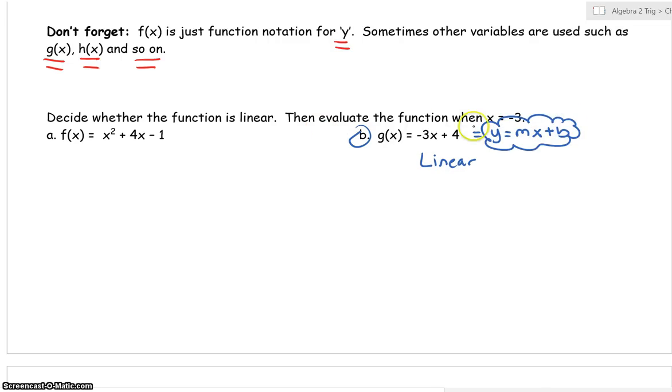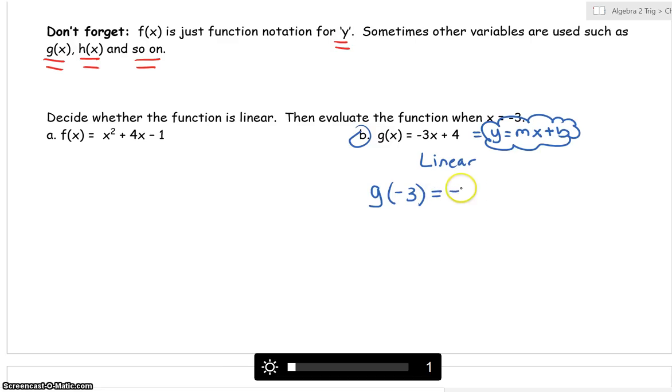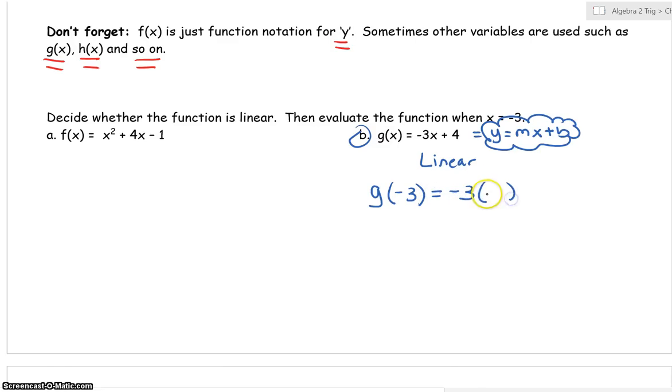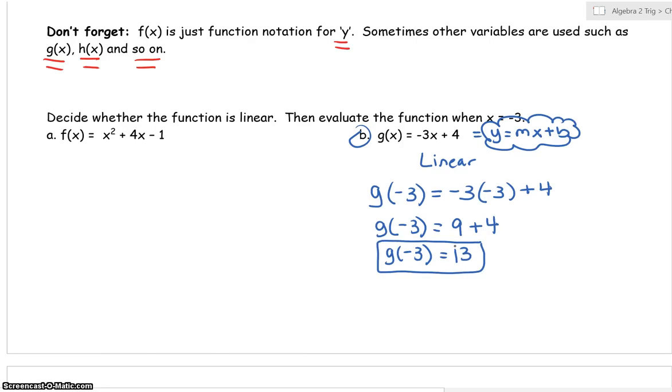And it says then evaluate the function when x equals -3. Well, we can write x is -3, so I'm going to replace the x with -3, and we end up with -3 times, go ahead and replace it again, with -3 plus 4. Notice I don't do anything to the g of -3, I just keep rewriting it, and then I simplify this number. -3 times -3 is 9 plus 4. Well, that means g of -3 is equal to 13, and that's our final answer.